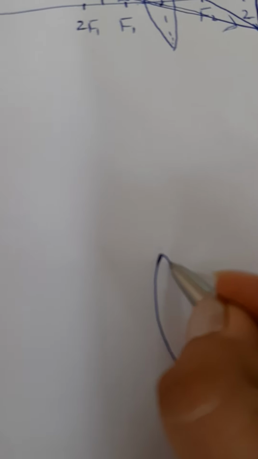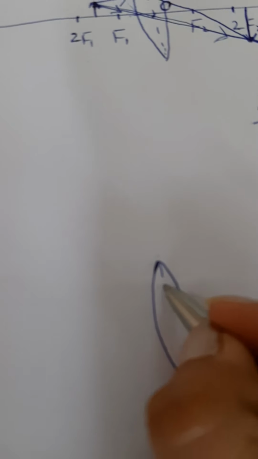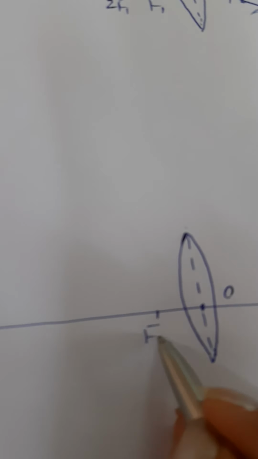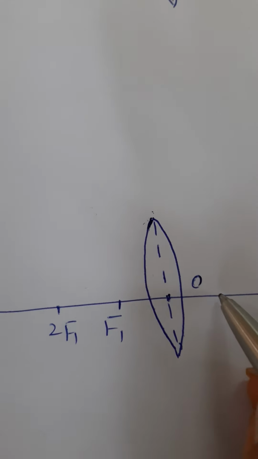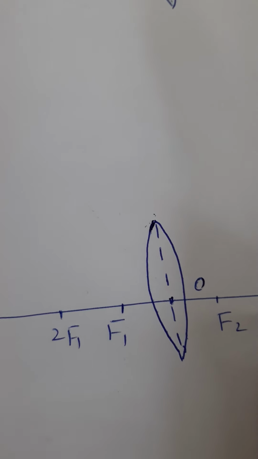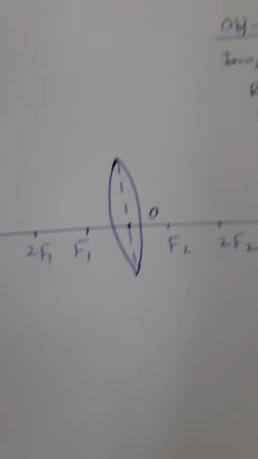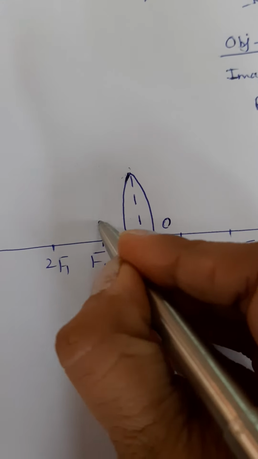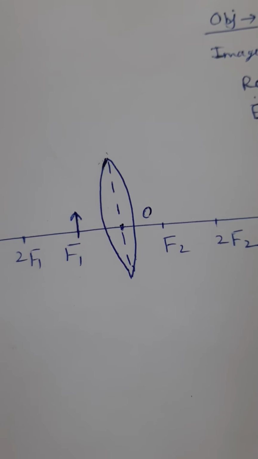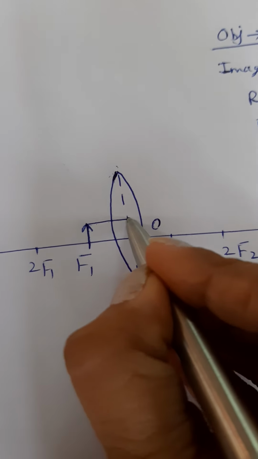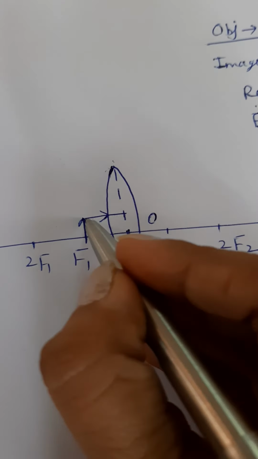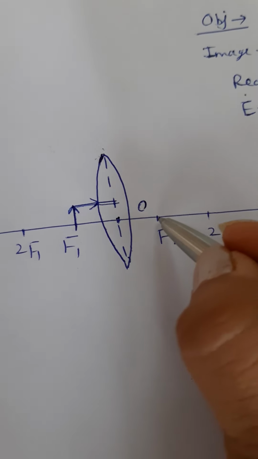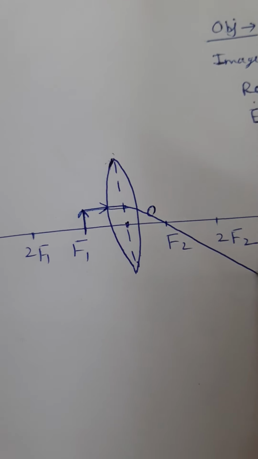This is almost similar to what we have done for the concave mirror. 6 cases we are going to discuss. Now suppose we are having a convex lens, principal axis, optical center. It is F1, 2F1, F2 and 2F2. Now where will we choose the position of the object? Exactly at F1. First is a parallel incident ray, parallel to the principal axis. It will pass through F2. We will draw like this.